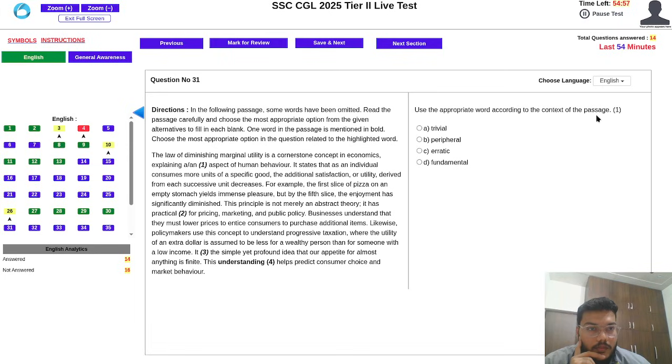According to the context of the place. The law of diminishing marginality is a cornerstone concept of economics explaining a fundamental aspect of it. It says that as an individual consumes more, it has practical implications.